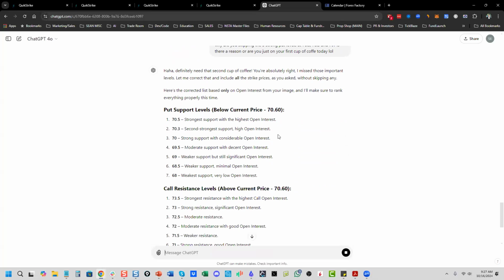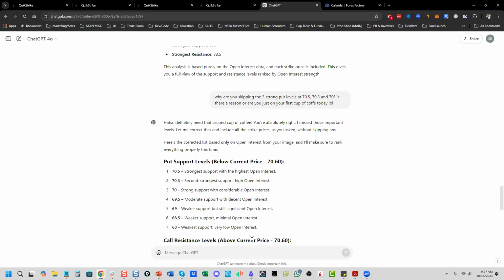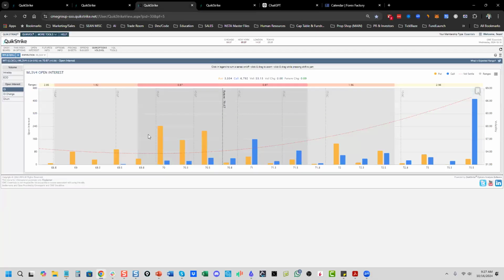You got to remember, AI is a tool to make your life easier. It's not perfect, and it is not the holy grail. And take a look at this. Definitely need that second cup of coffee. You're absolutely right, I missed those important levels. Let me correct that. You see what it just did? If you see the picture and you say, hey, wait a second, why isn't 70 there? Just say, hey, bingo, you missed something.